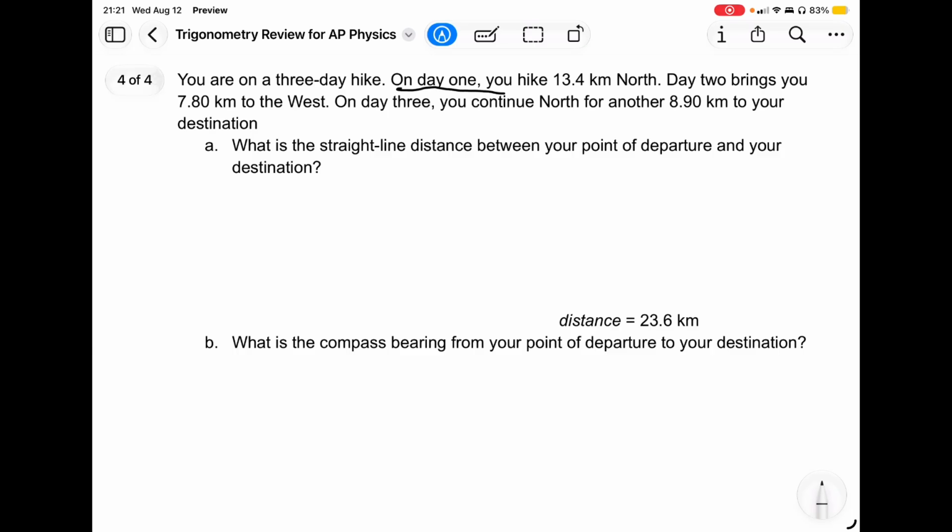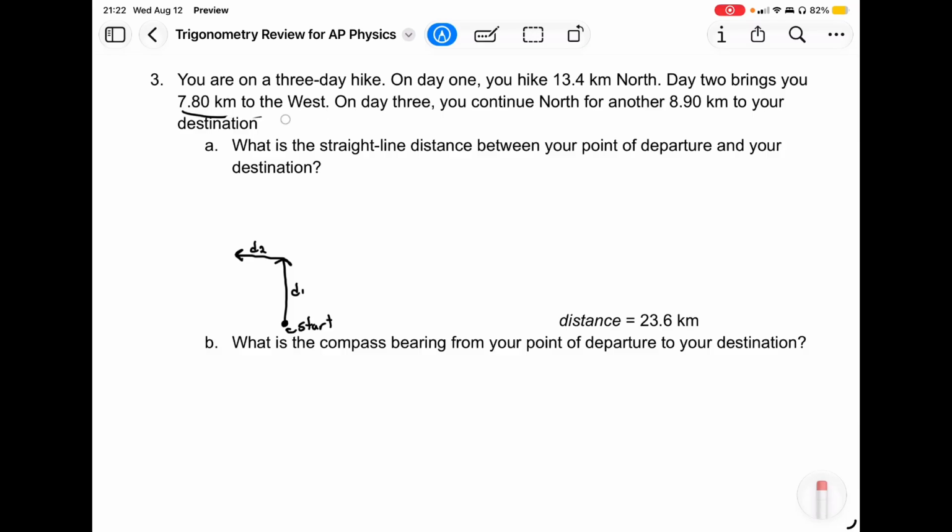So on day 1, we hike 13.4 kilometers north. So I'm going to draw an arrow north representing our first hike, and we'll draw that coming out of our starting point. Great. And then day 2 brings us to the west. So we do 7.8 kilometers to the west. So we'll go over to the westward direction. I won't draw this arrow as large as the first one since it's fewer kilometers. So we'll label the first one D1 for our distance on day 1, and label this second arrow D2 for our distance on day 2.